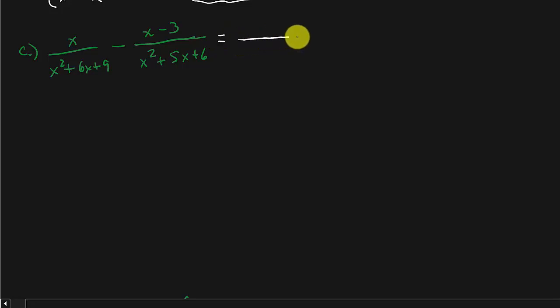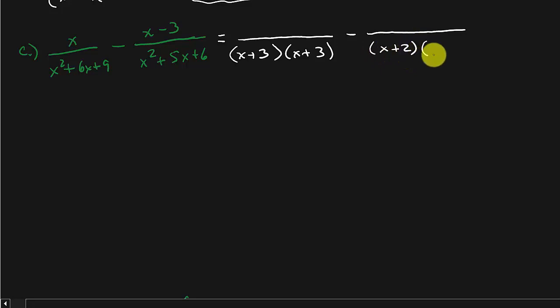So first thing we want to do is factor. So that's x plus 3 times x plus 3. And yes, I know that's x plus 3 squared. If you want to write it like that, that's fine. I just think when you're dealing with problems like this, it's easier to leave it factored out like that. All right, and that's x, and that is x minus 3. All right, so now we got to get a common denominator.